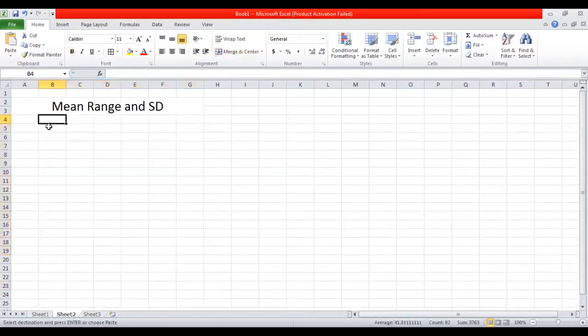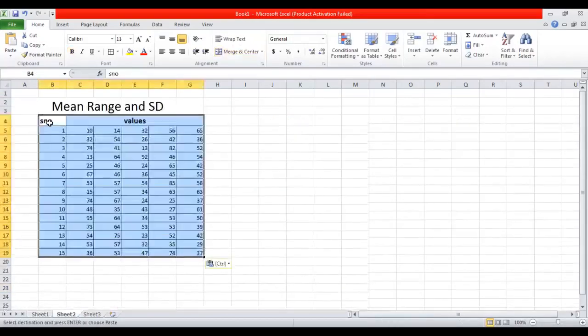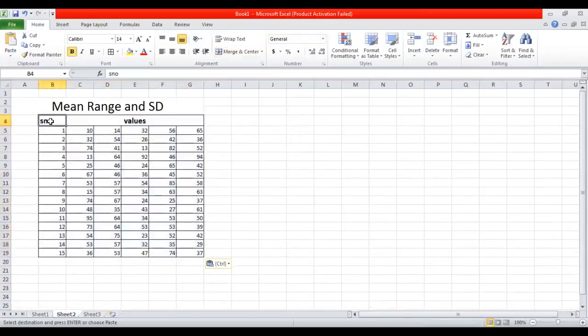This is my question, where the serial number, that is the sample number, is given and the different sample values are given. In total, 15 samples are given, each of size 5. So in each sample there are 5 values.